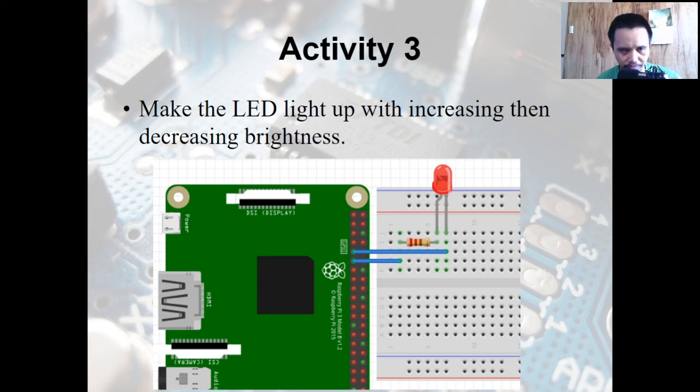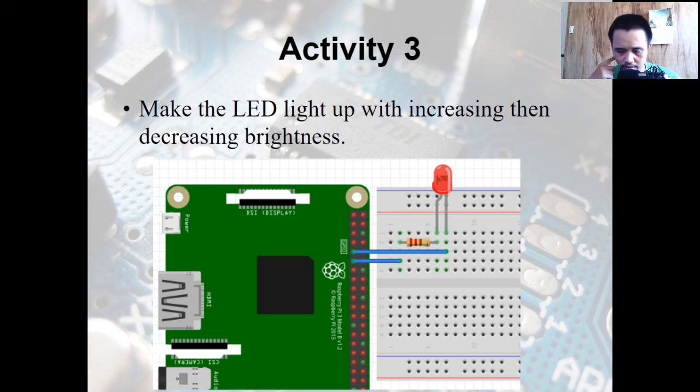And for this third activity, I let you implement a code where you will try to increase and then decrease the brightness. And I think that's where we stopped last time.